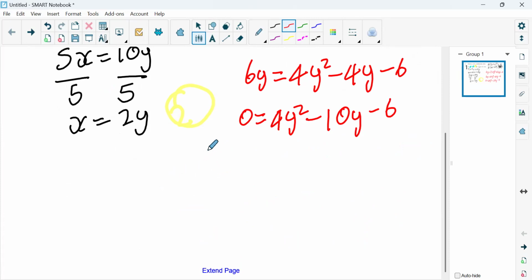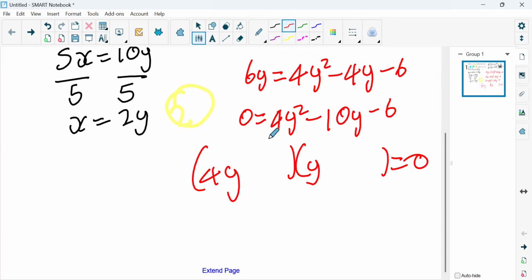Now, I know how to use brackets to factorize, so I'm going to do that. I'm going to open 2 brackets, equal to 0. Now my factors are going to be 4y and y, and then 4y and y, plus 2. Factors of 6 are going to be 2 and 3. But the 2 is going to be positive, and the 3 is going to be negative. The minus 3 is going to go with the y. The 2 is going to go with the 4y.